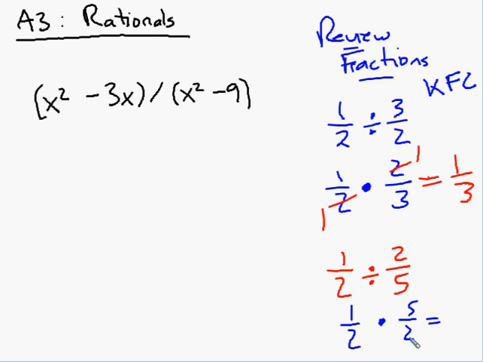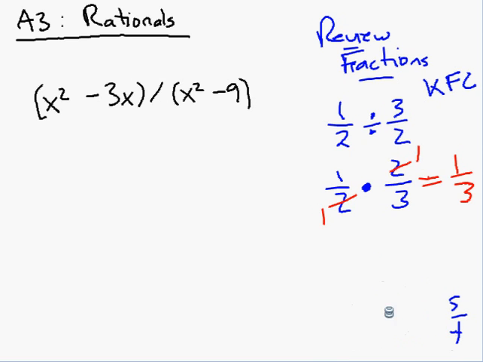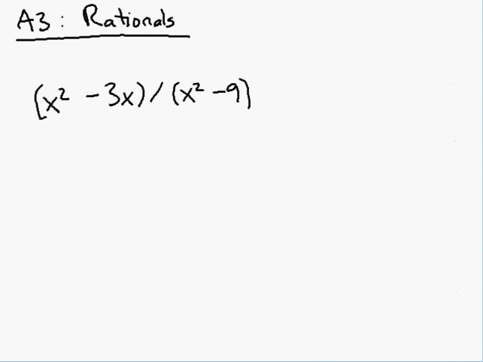I can't cancel sideways. Cross cancel has to be diagonal. So I'm going to top times top, bottom times bottom, and 5/4 is good right there. Alright, so now that we have that done, let's take a look at our pre-calculus problems.